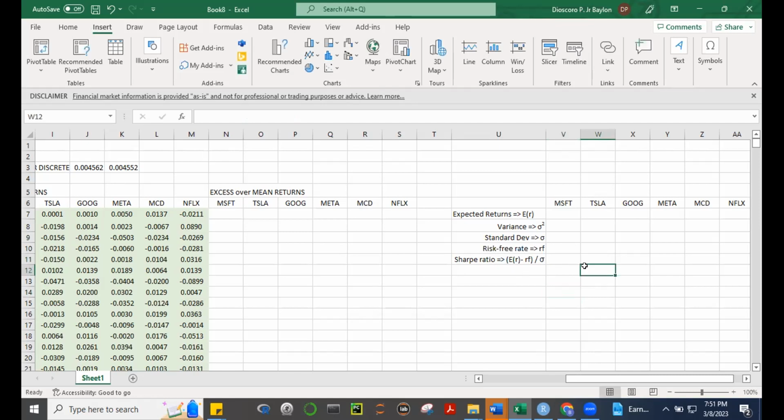Okay. Right? Sharpe ratio natin, which is your expected return minus the risk-free rate, and then divided by the standard deviation. So this is the risk-adjusted returns, itong Sharpe ratio natin. Okay. All right. So let's compute for this first kasi we need this in order to compute for the excess mean returns. No? Kailangan natin kasi itong excess over mean returns to compute for your variance covariance.